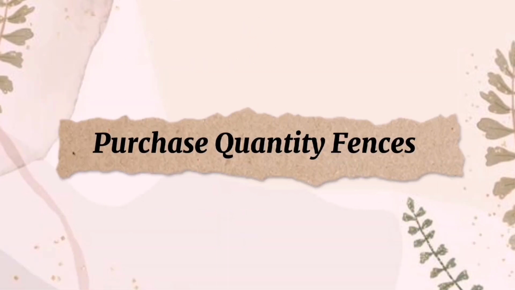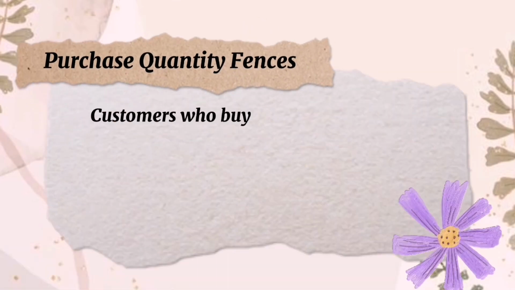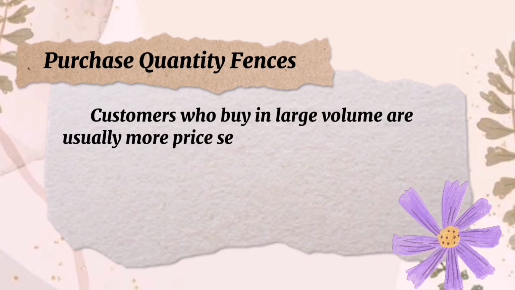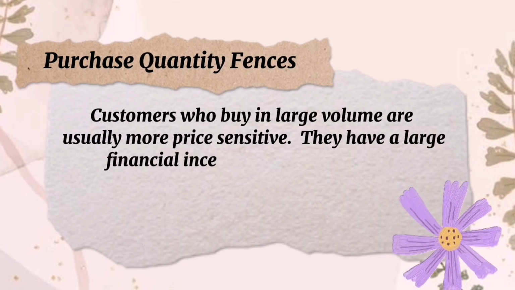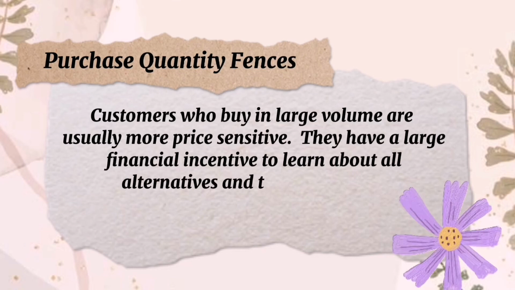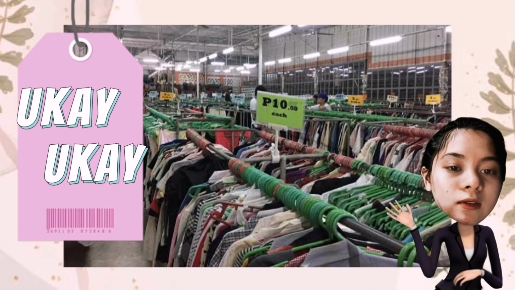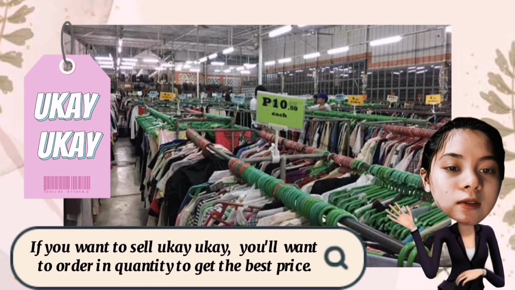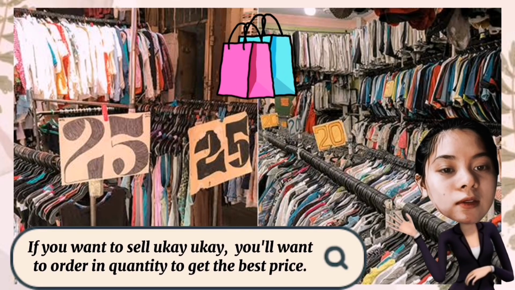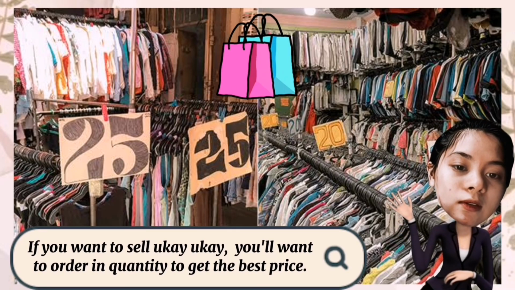For quantity fences, customers who buy in a large volume are usually more price sensitive. They have a large financial incentive to learn about all alternatives and to negotiate the best possible deal. Example, ukay-ukay. If you want to sell ukay-ukay, you'll want to order in quantity to get the best price.